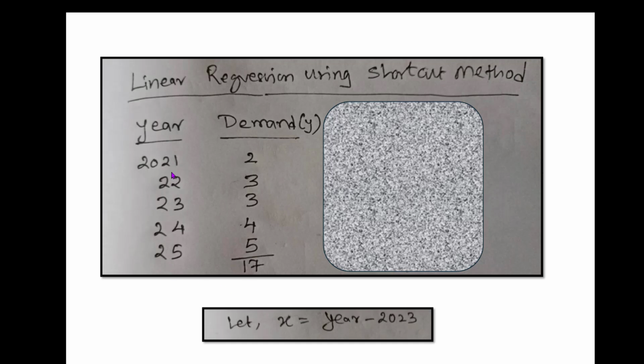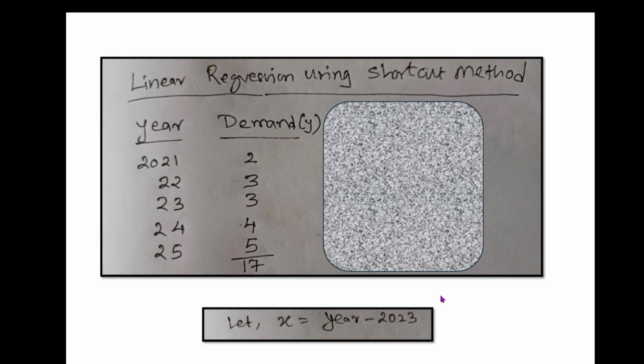So what we do, there is a long-cut method available. There is a big formula, but we will do it very fast using a shortcut method. So we'll define our x equal to year minus the average of the years. So 2023 is the average. So year minus 2023 will be my x, and this will be my y.